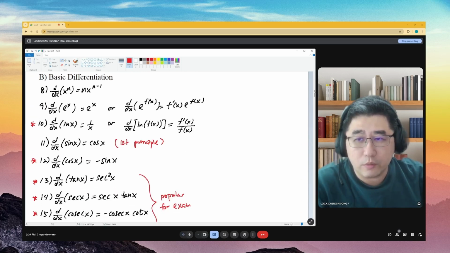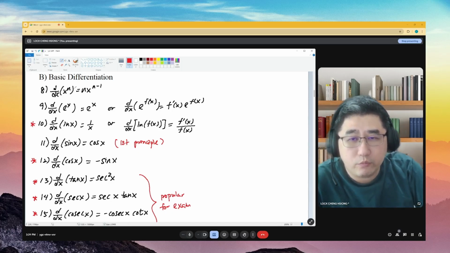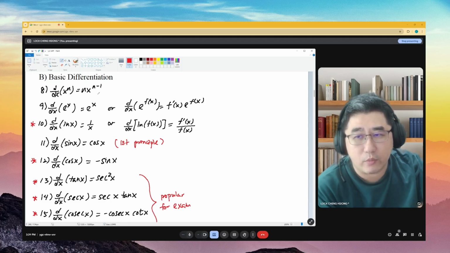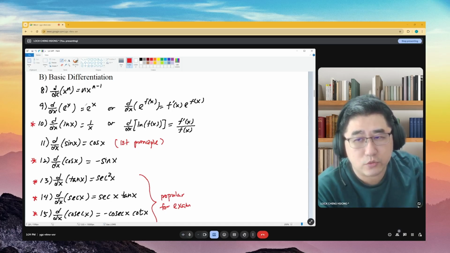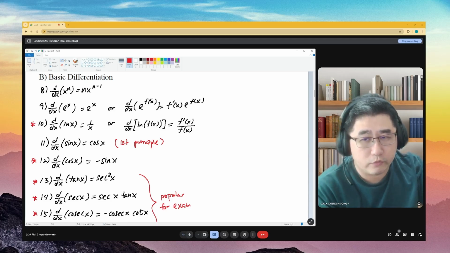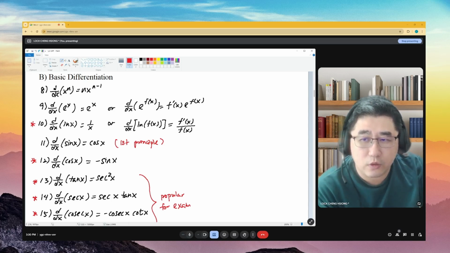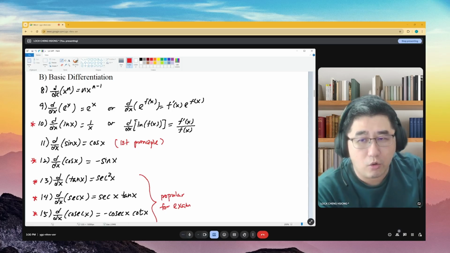Next, we go for the basic differentiation. Number 8, if I have an x to the power n polynomial, bring down the power and reduce the power by 1. Number 9, the differentiation of e^x goes to e^x, proven by the definition of e^x. Or if we have e^f(x), then we bring down the derivative of the power in front and copy back e^f(x). Number 10, d/dx of ln x equals 1 over x, or d/dx of ln f(x) gives the fraction f'(x) over f(x).